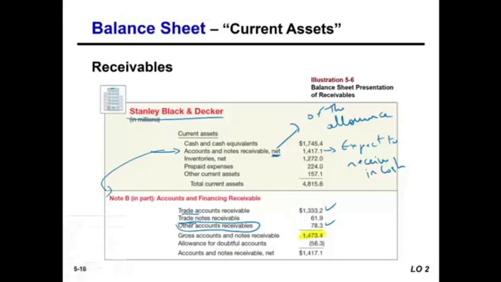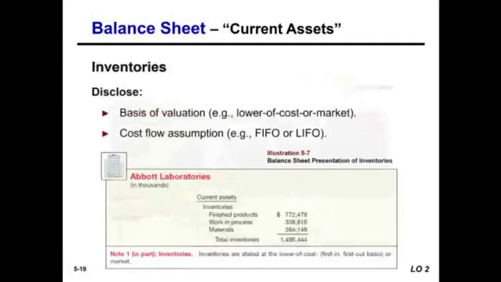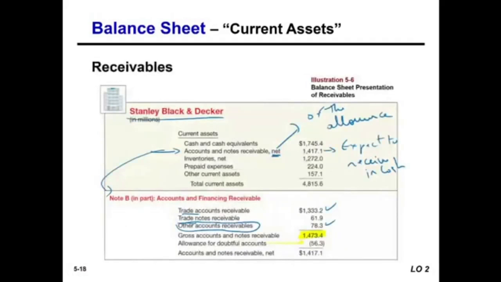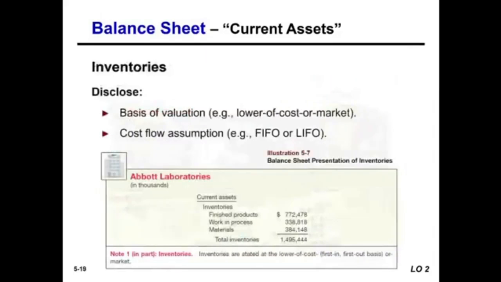This is the gross amount minus the allowance for doubtful accounts. The gross minus the allowance gives us the net, and this is the amount. The net is the amount that we show on the income statement.